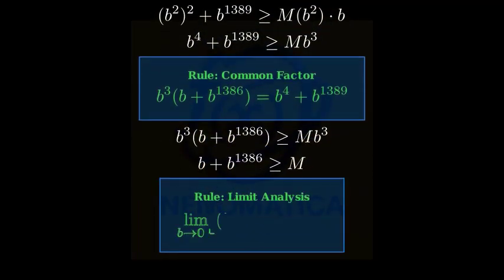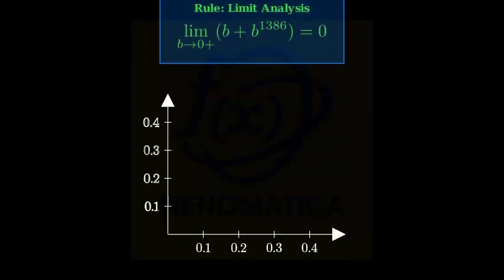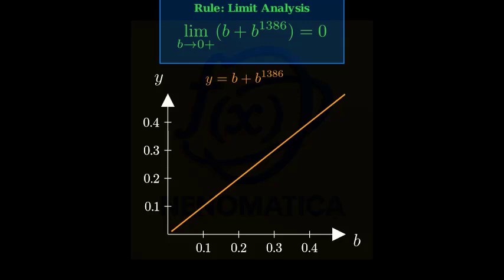As stated in the image, if we consider very small values of b approaching 0, the term b plus b to the power of 1386 will approach 0 as well. For any positive m, we could find a sufficiently small b that makes b plus b to the power of 1386 less than m, which would violate our inequality. Therefore, the largest possible value of m that satisfies our inequality for all a and b in the interval from 0 to 1 is 0.